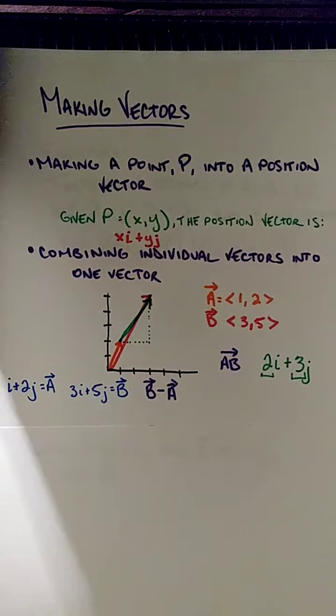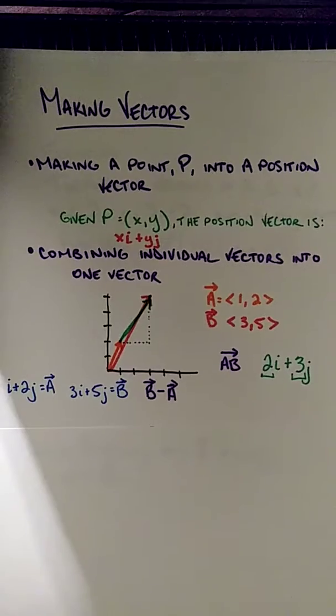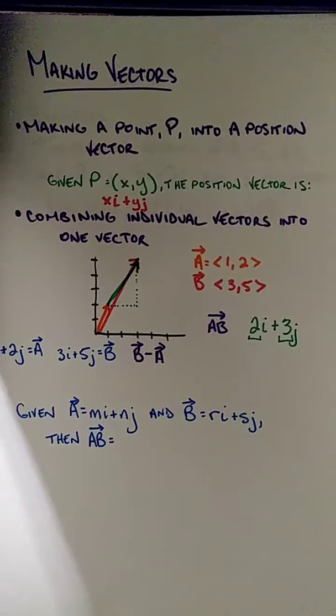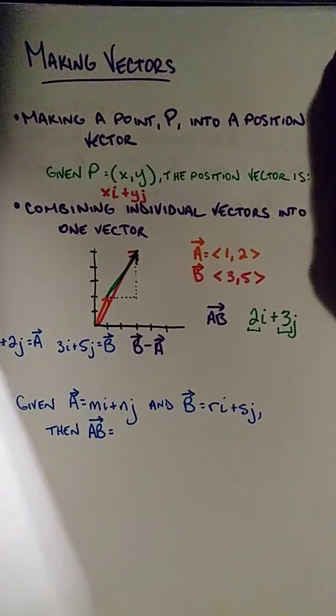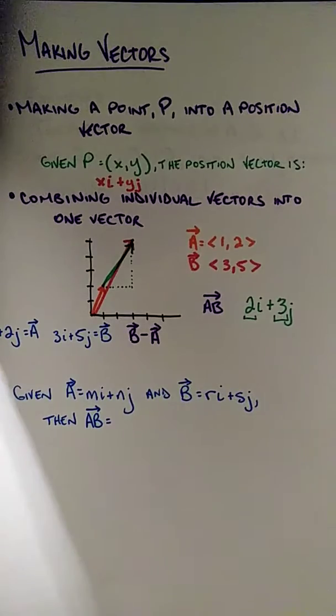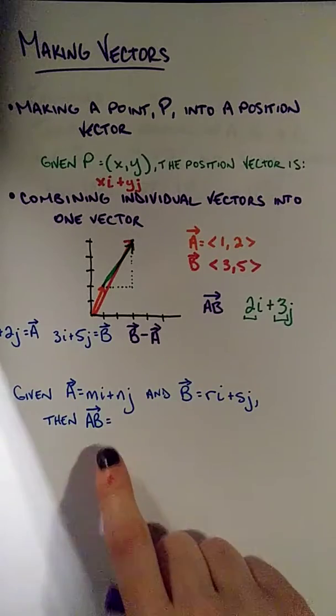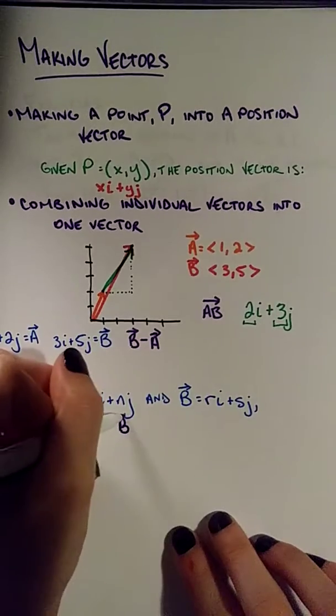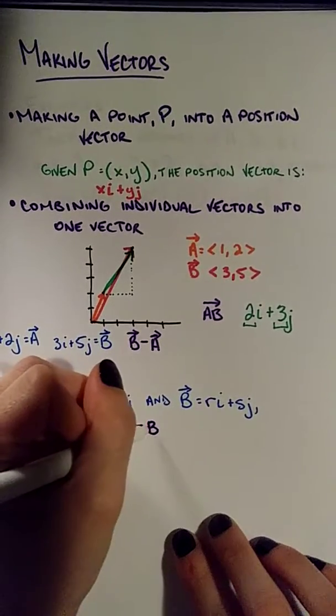So all I have to do to find the distance between two vectors is just subtract the vectors. I have to take the place where I stopped and subtract the place where I started. So if we wanted to look at that generically, here's what that would look like. Given vector A is some vector mi plus nj, so whatever those numbers happen to be, and vector B is this whole other vector with values ri and sj. In order to find the length from A to B, all I have to do is take vector B and subtract vector A.